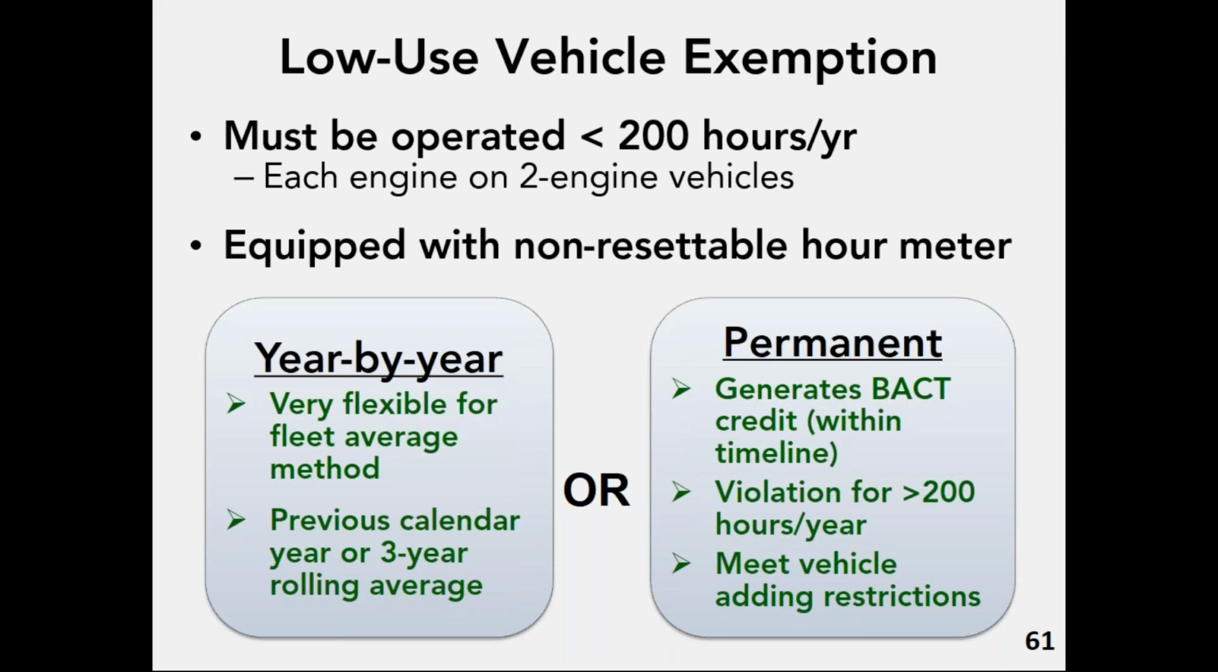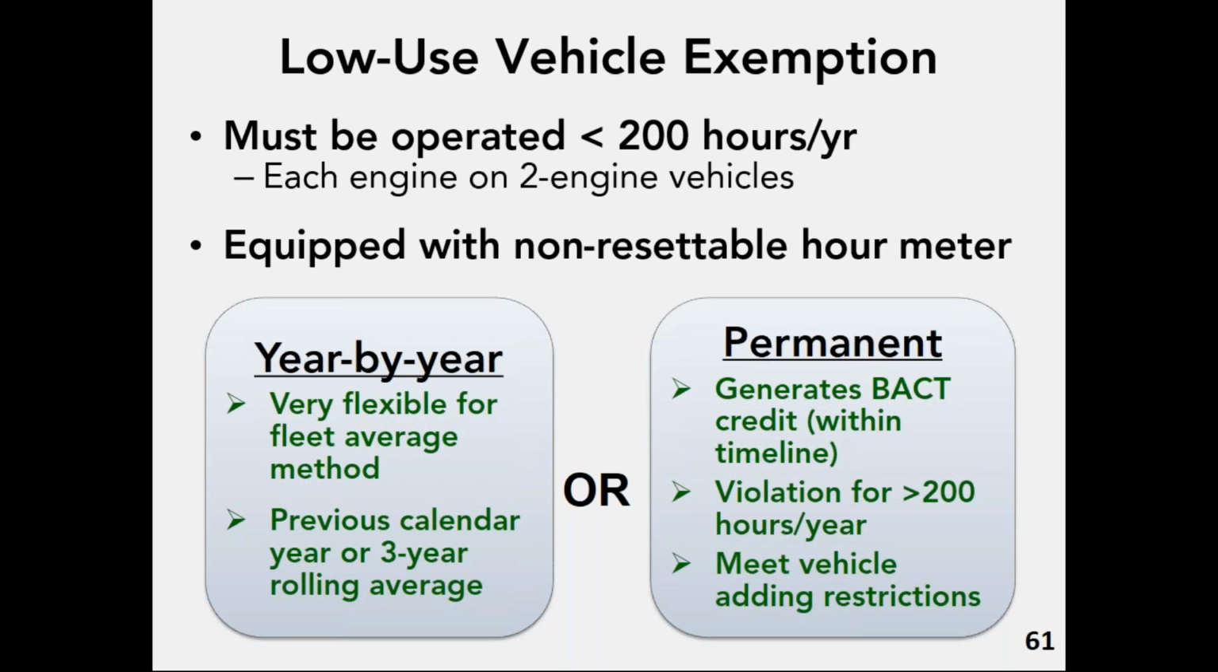Both of these options require the equipment to be equipped with a non-resettable hour meter in order to accurately report the yearly hours. If you go into the system and you opt into low use, it automatically puts you into the year-by-year option. The reason for that is because it's the more flexible of the 2 options. It's flexible in a couple different ways. So the first way is that we don't just use last year's hours to determine your usage.